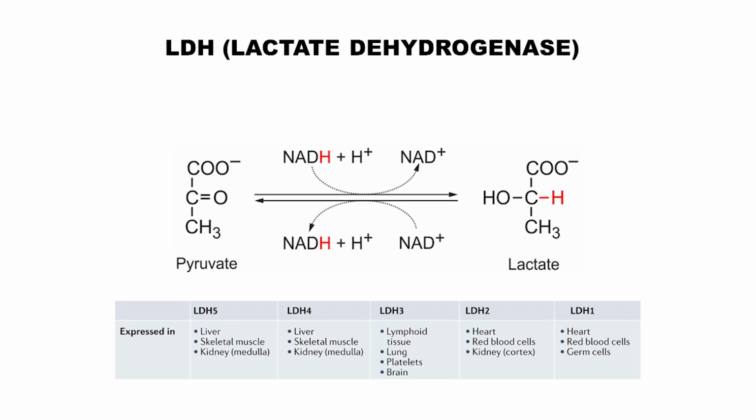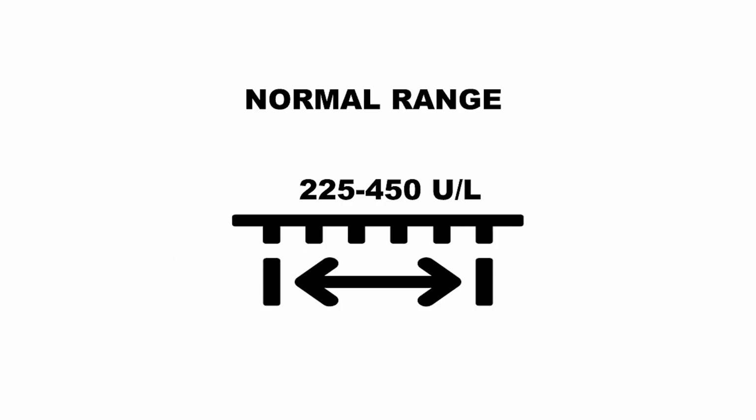Lactate dehydrogenase is a cytoplasmic enzyme found in nearly all tissues that reversibly catalyzes the conversion of lactate to pyruvate. Its clinical utility comes from analyzing its five isoenzymes, LDH1 to LDH5, which are formed by different combinations of heart and muscle subunits. These isoforms have tissue specific distributions. The normal range of lactate dehydrogenase is 225 to 450 units per liter.